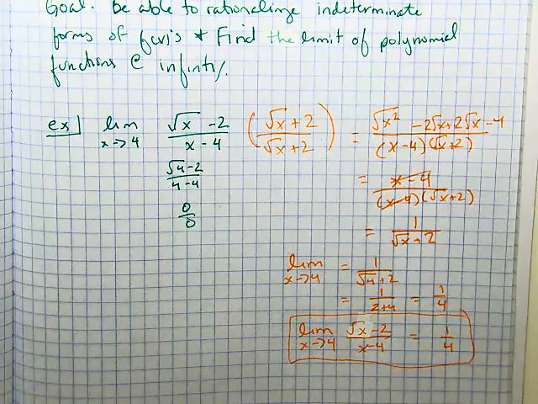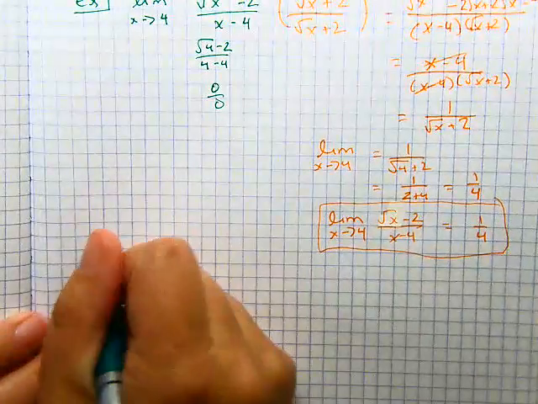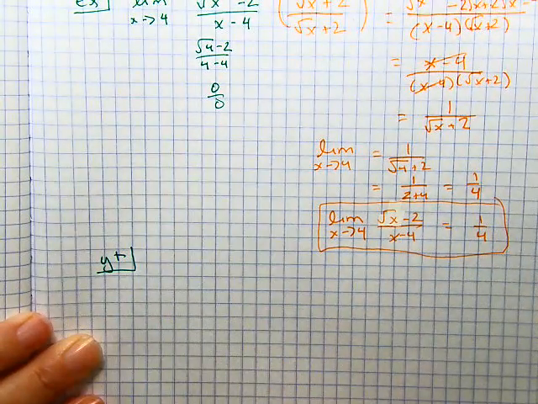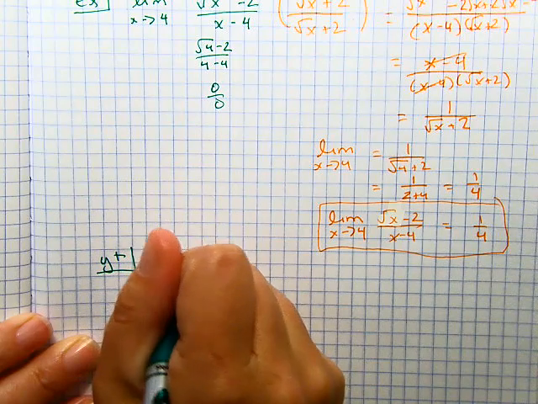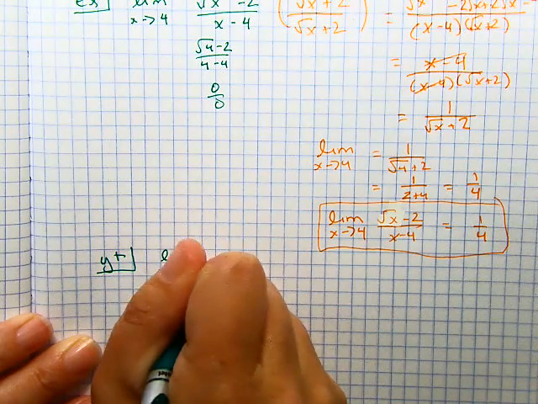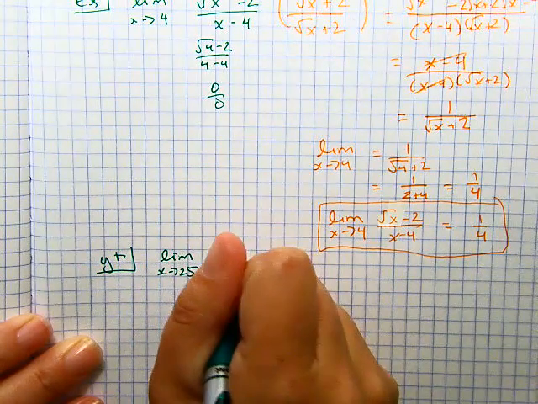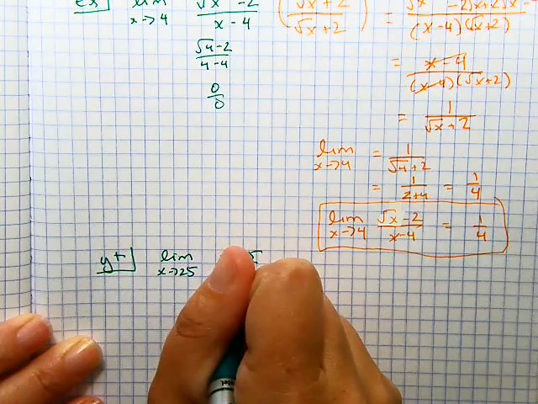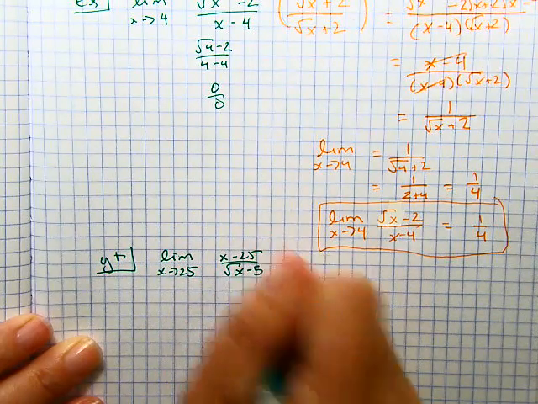I'm going to give you one, your turn here. I would like you to find the limit as x approaches 25 of x minus 25 over the square root of x minus 5.